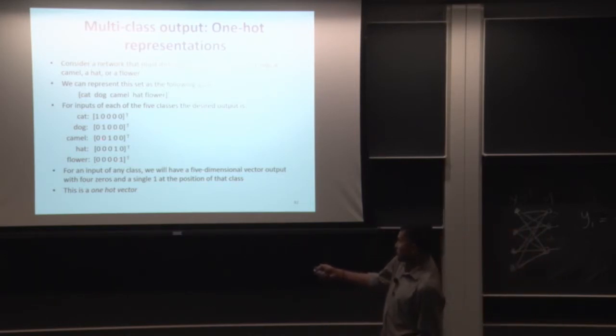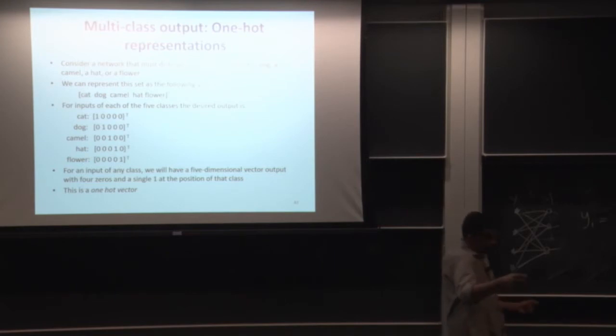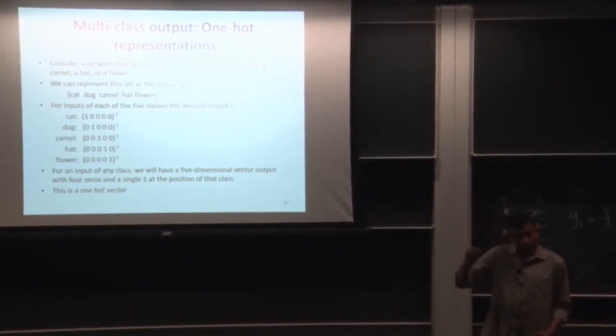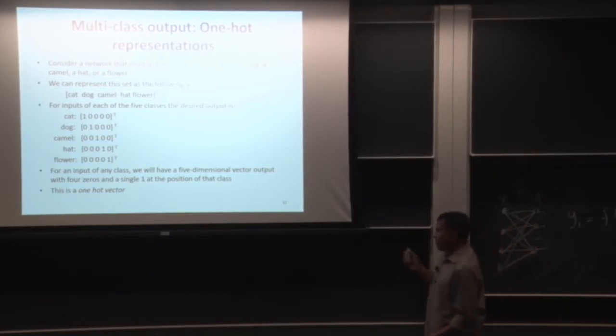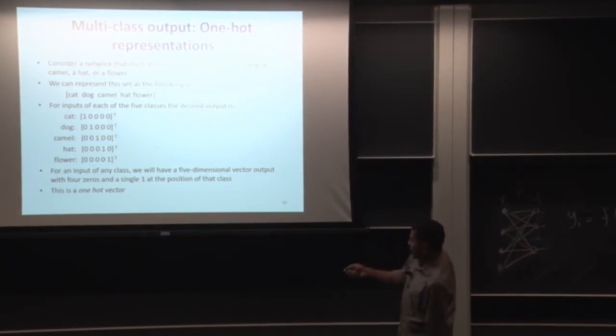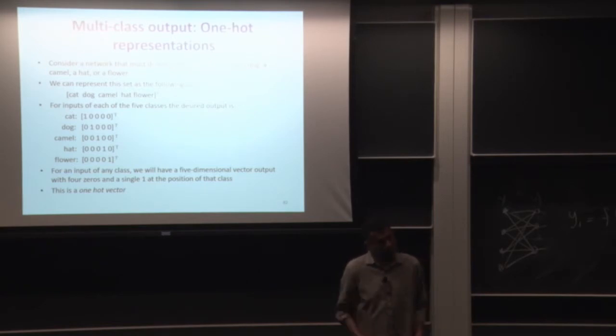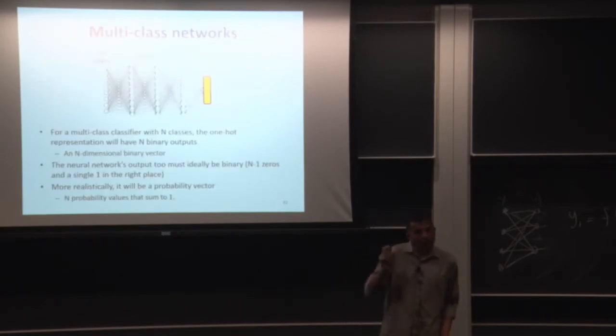This means I'm representing the class cat. So also, this has a 1 in the second component, and everything else is 0. And the second component was assigned to dog, so I'm representing the class dog. If I have a 1 in the third component in this example, I'm representing the class camel, and so on. This is a one-hot vector, and for an input of any class, we will have a 5-dimensional vector output with 4 zeros and a single position, 1, and the position for that class.